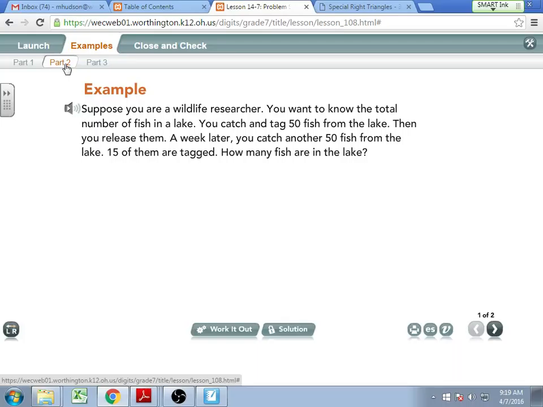So you've gone to college, and this is actually, I thought about becoming a wildlife researcher. I love the outdoors, I love camping, I like animals. So you decide to follow that path and you become a wildlife researcher. You want to know the total fish in a lake. Obviously, you cannot count every single fish. That would take a while. You catch and tag 50 fish from the lake.